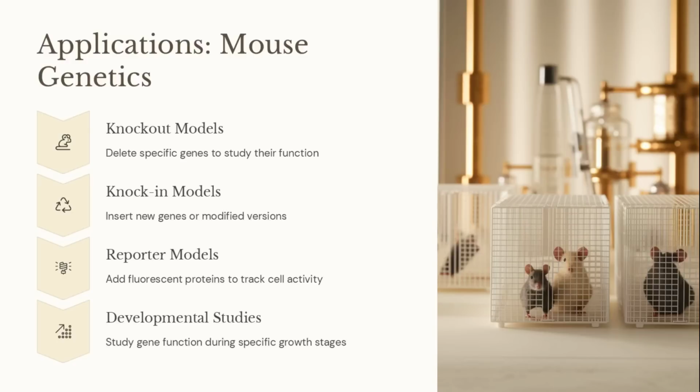Applications in mouse genetics include knockout models to delete specific genes and study their function, knock-in models to insert new genes or modified versions, reporter models to add fluorescent proteins for cell activity tracking, and developmental studies to study gene function during specific growth stages.